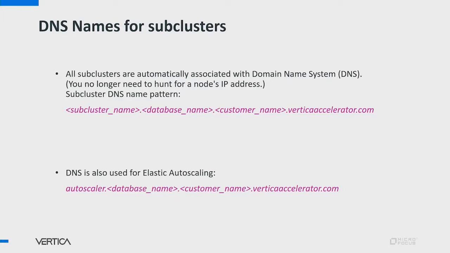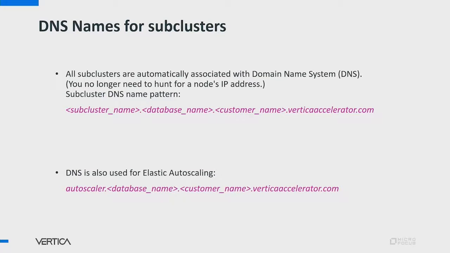And as a user, you no longer have to hunt down the underlying IP addresses for all your subclusters. We provide a very easy to read and simple DNS name for all the subclusters. And as you can see, the name pattern is on your screen. However, if you're using elastic autoscaling, the naming pattern slightly changes.